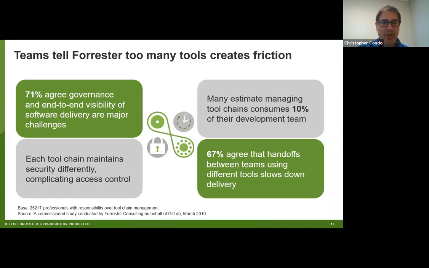And then, when your tool chain maintains security differently, it complicates access control, right? So what does that mean? When you don't have a nice, secure tool chain, when you have a bunch of diverse tools, it just means that there's a lot of concern about the security. 67% agree that handoffs between teams using different tools slows down delivery.